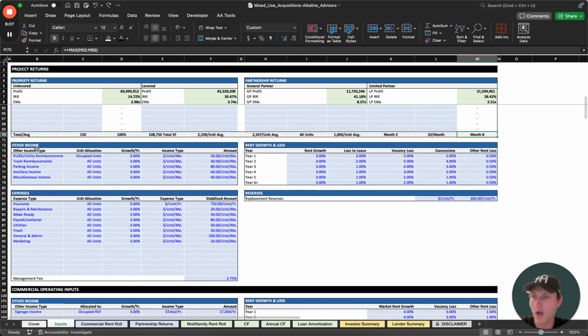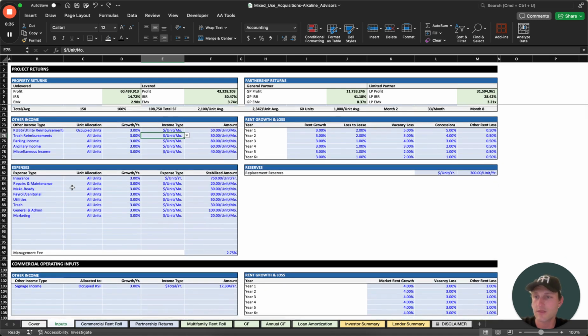So then we have some other income over here. You can fill this out accordingly, and then you can toggle between how the other income comes through. If it's on a monthly or a per unit basis, you can choose if it's coming in across all units or just occupied units. So here you could do dollar per unit per year, dollar total per year, dollar per unit per month. And if you toggle this, the amount that you key in will change as well.